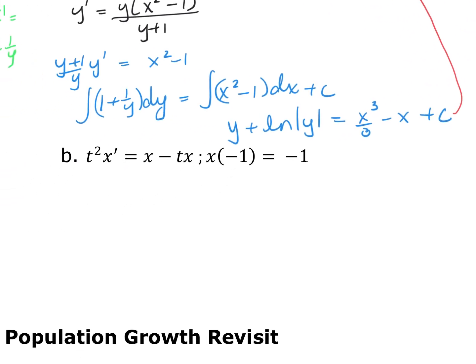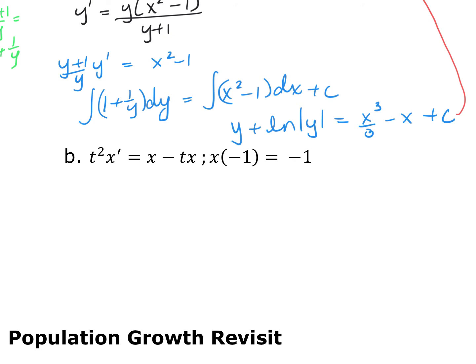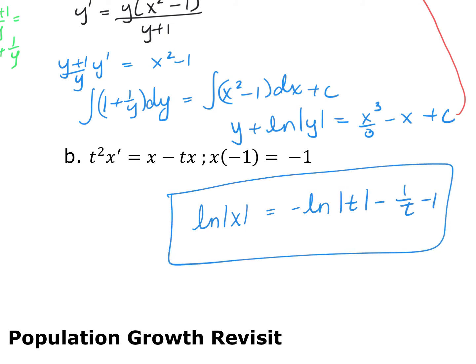All right, I'm going to let you do B on your own. Go ahead and pause this, and then I'm just going to give you the answer. So go ahead and pause it right now. All right, so your answer when you get done is the natural log of the absolute value of x is equal to the negative natural log of the absolute value of t, minus 1 over t, minus 1. So that's your answer for B.